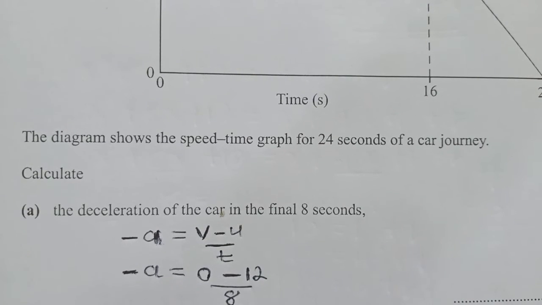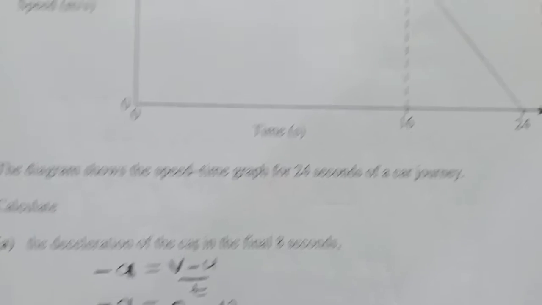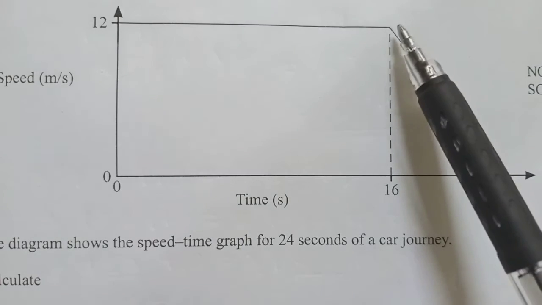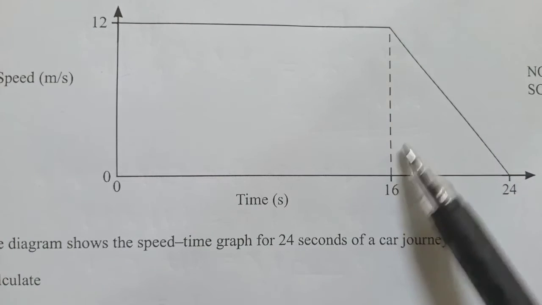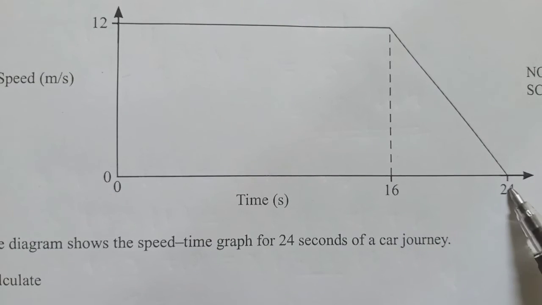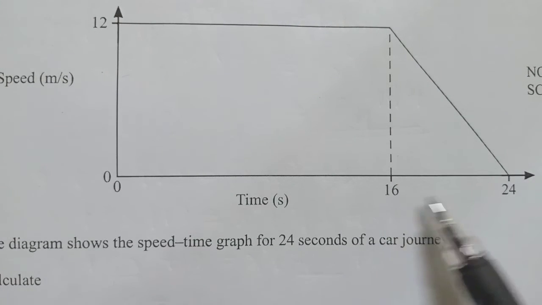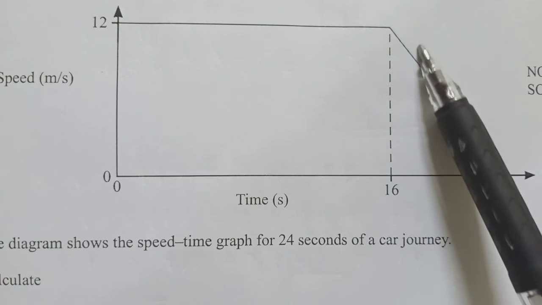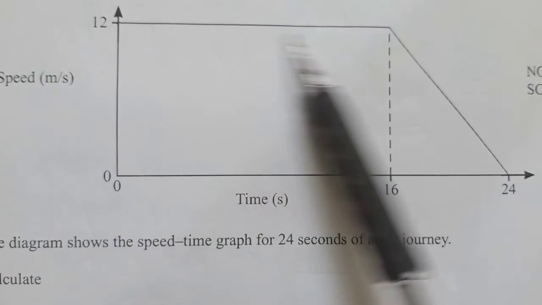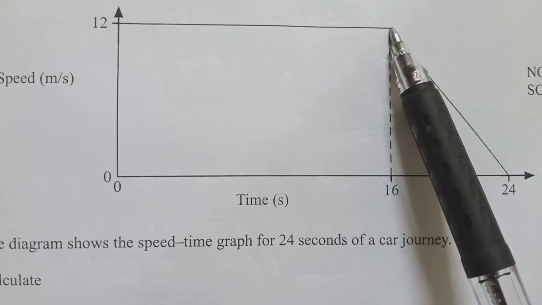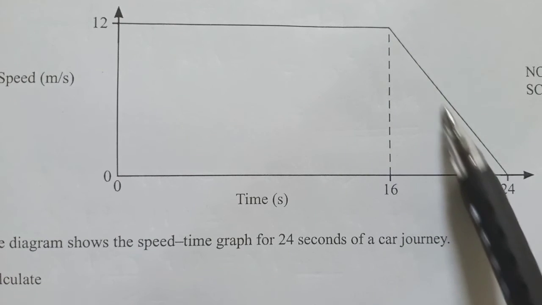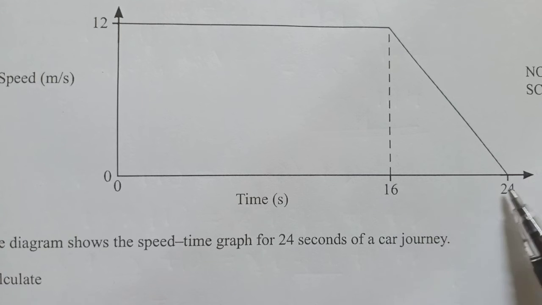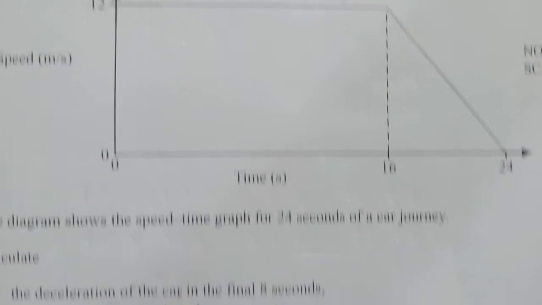So I will explain how I got this. For final velocity, since it's deceleration, it will always be here. So it started decelerating from somewhere here, and the time was 16. The difference between 16 and 24 is 8. So this is where the 8 seconds is coming from. From here it started decelerating. This 12 will be our initial velocity where it started. So our u will be 12, and our final will be 0. The time will be the difference between 24 and 16, which is 8.